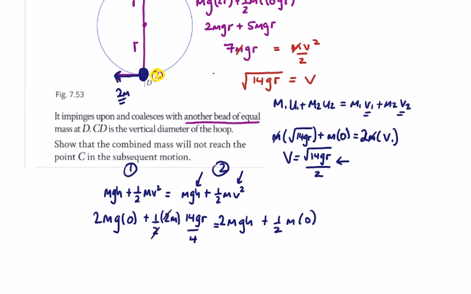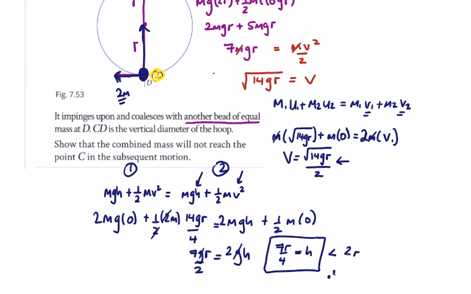I think this is right. So we're going to get 7gr over 2, equal to 2gh, dividing by m, dividing by g, and then dividing by 2. I'm going to get 7r over 4 is equal to my new height. And what do we not want it to travel? We don't want it to travel the r, and the other r has to be less than 2r. Yes, this is less than 2r. Therefore, it will not reach the top, which is what we were asked to show.